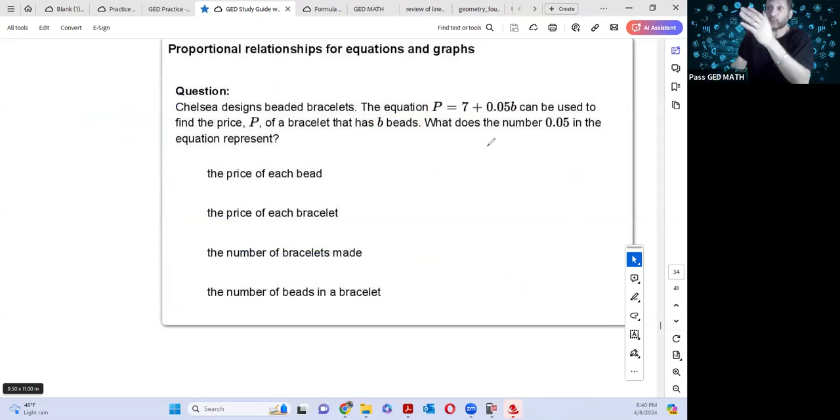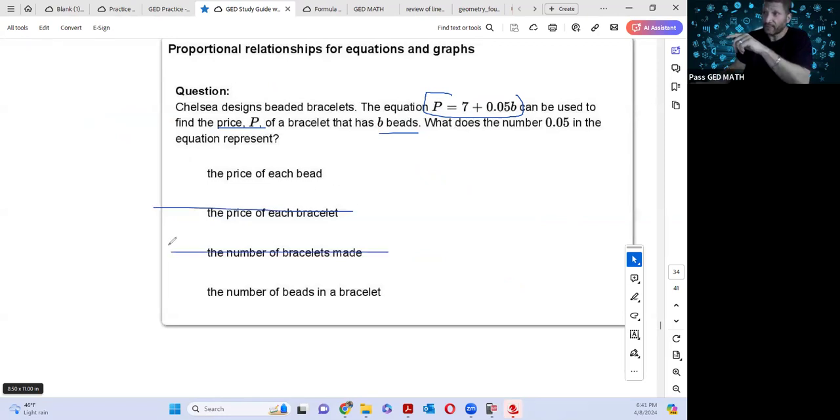This question looks hard, but you've got to identify what's given. My price is P. Look at this equation. They're telling you the price of the bracelet is your P. So the price of the bracelet equals $7 plus 0.05. What does my B stand for? Times the number of B's that I had.